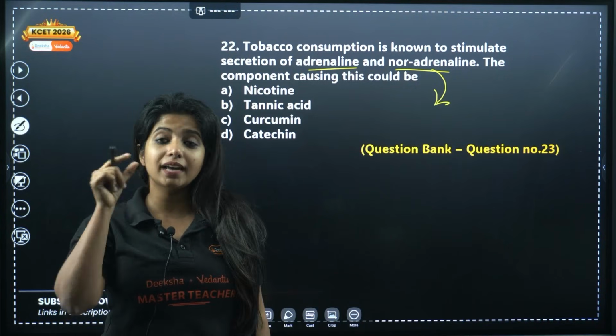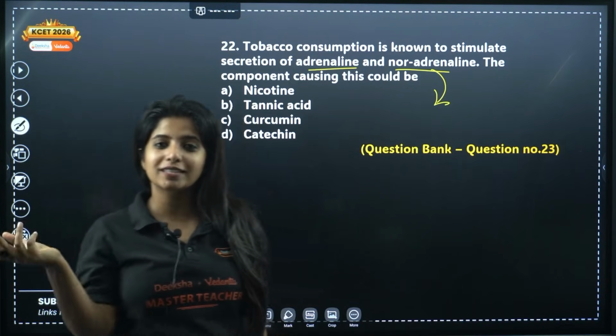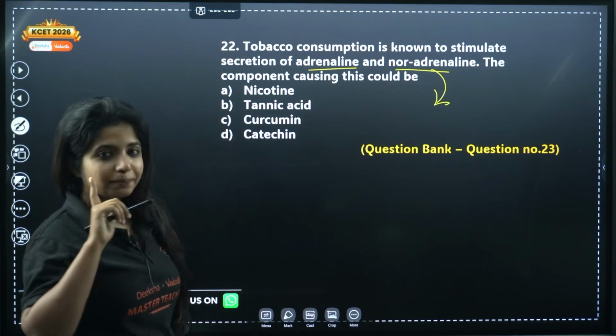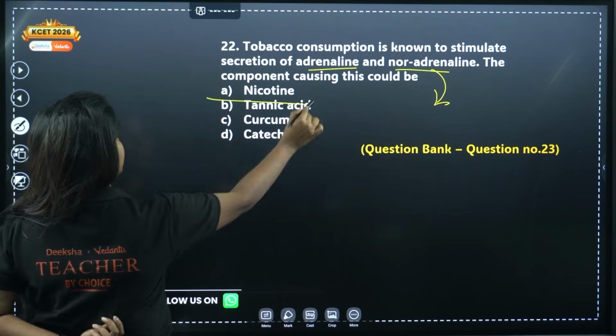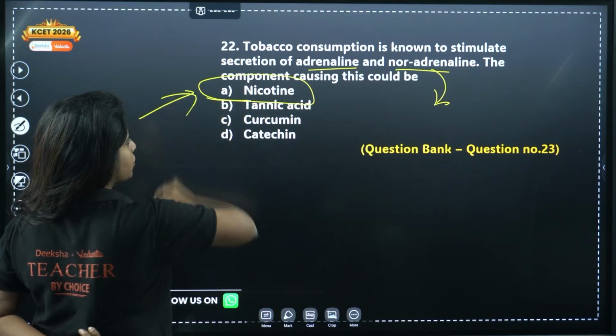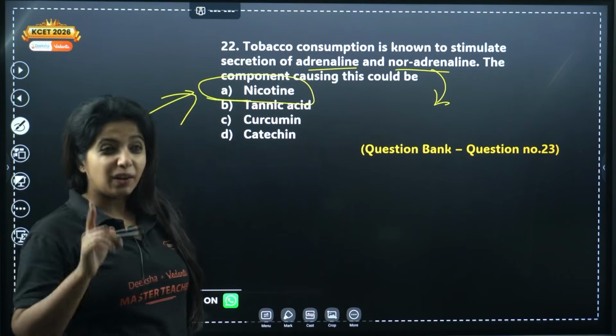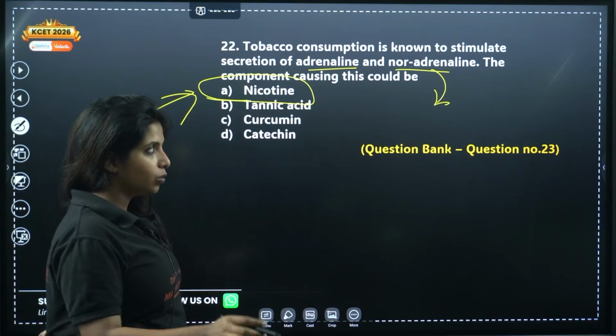So the component that is used in tobacco which causes all this is what? I already told you, BP and heart rate increase. It has something to do with nicotine. Nicotine is the answer for this particular question. And with that, I might forget it, which is why I'm telling you here itself.